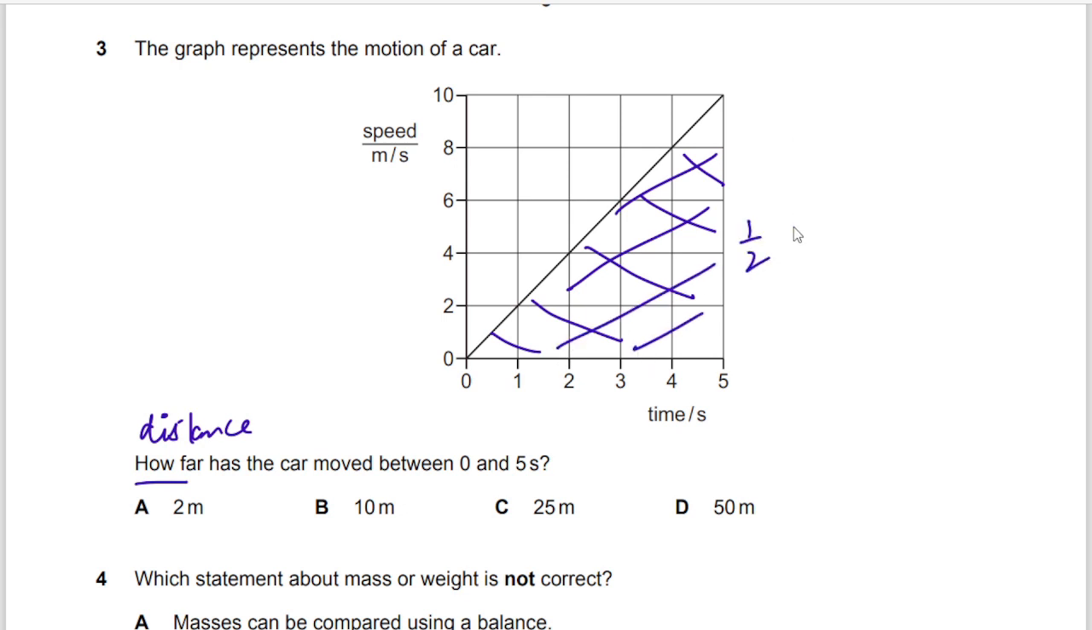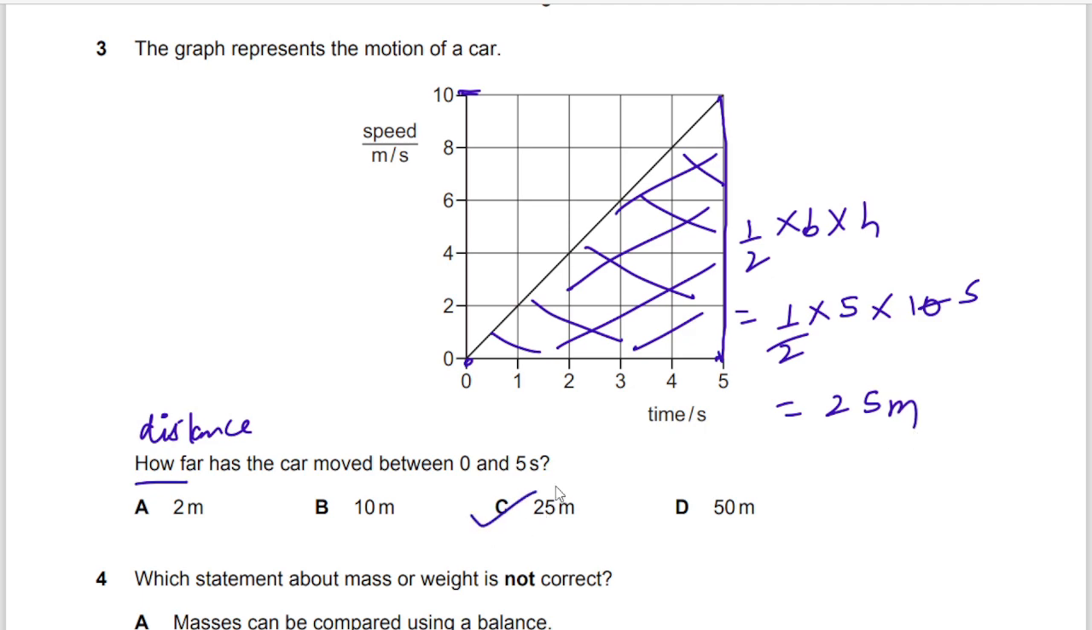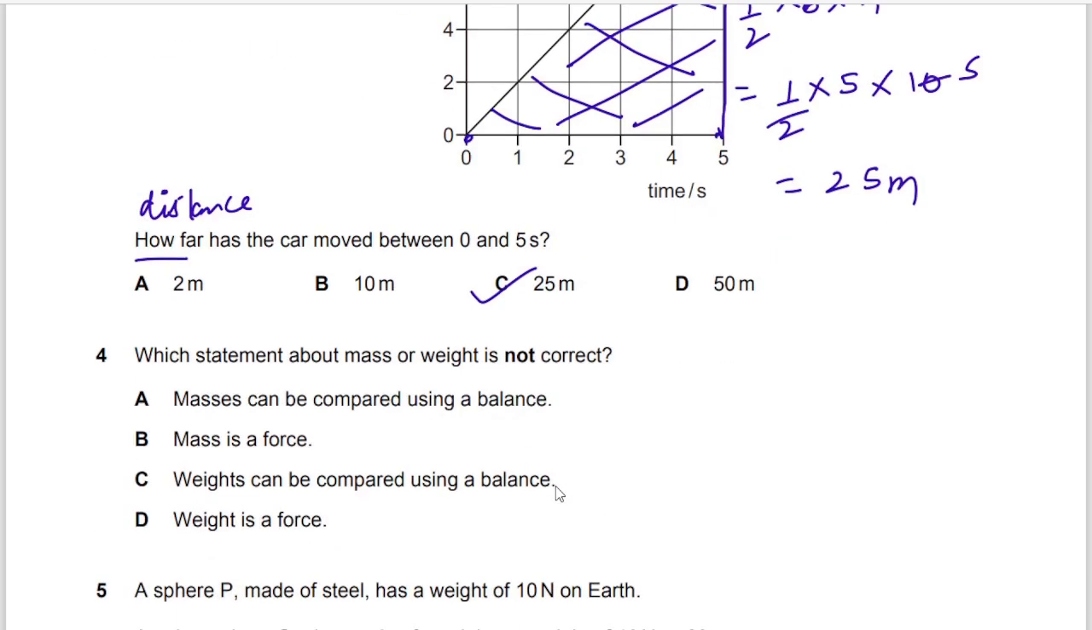That is half into base into height. So I can write it as half. Base is this much from 0 to 5, that is 5, and height is this much. This is my height, which is equal to 10. So if I solve it, it gives me 25 meters. The correct option is C.